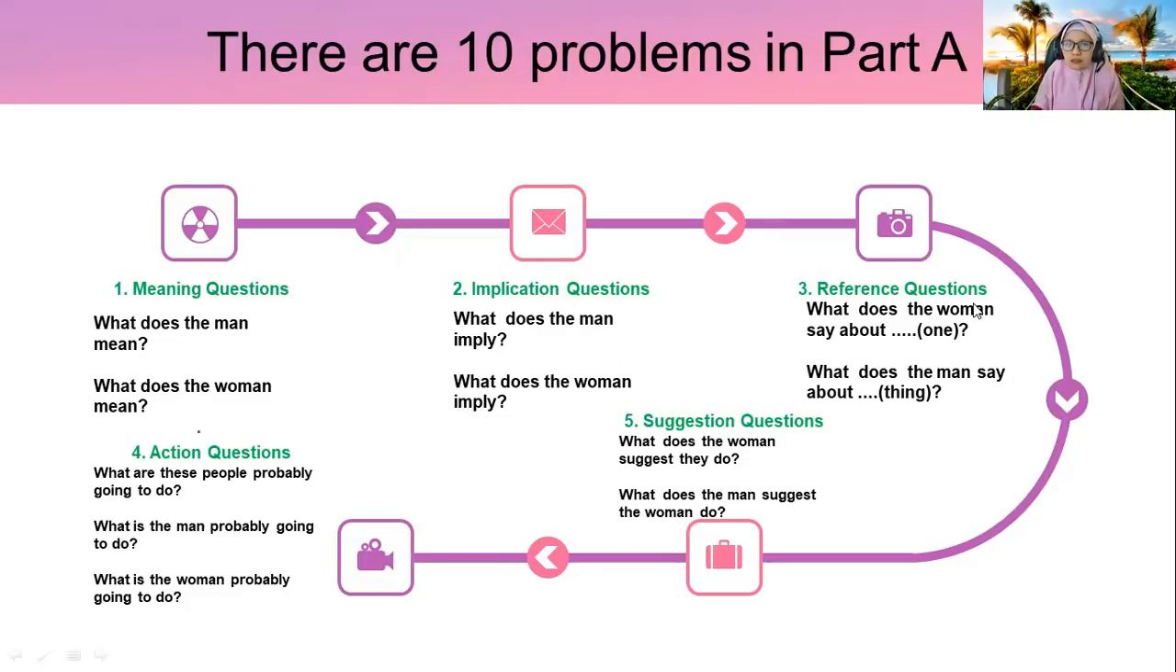And then on the reference, you are going to know about the statement which has similar meaning with the speaker. Ya, jadi punya maksud yang sama, yang semakna dengan yang dibicarakan oleh the second person. So what does the woman say about someone, or what does the man or the woman say about something? Jadi maksud yang sama apa, begitu. Okay, and then we come to the fourth problem.